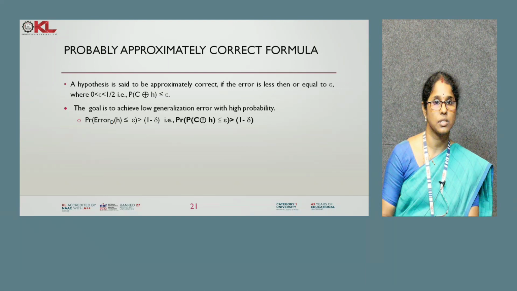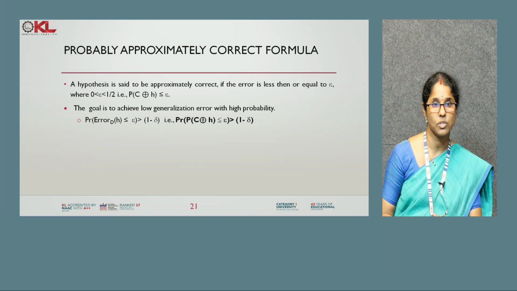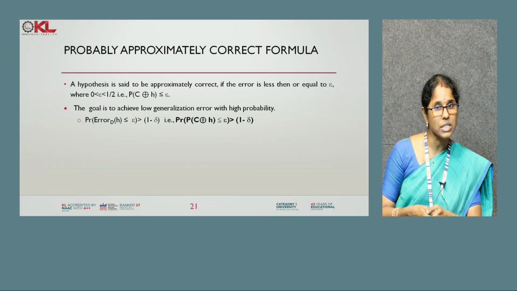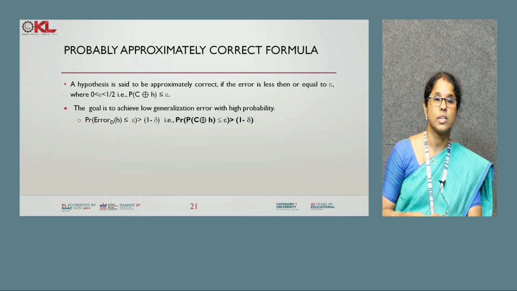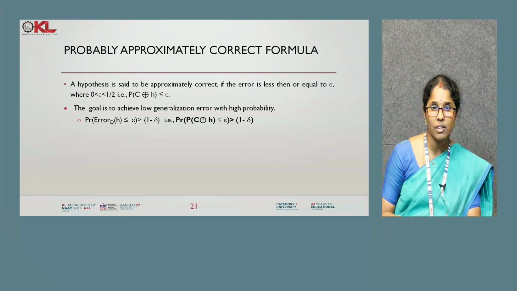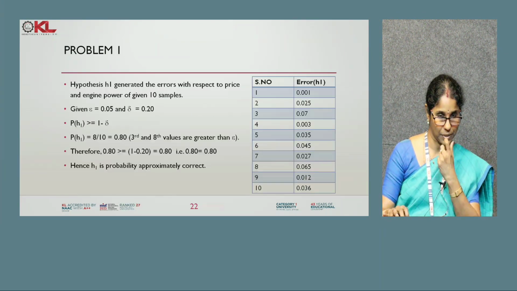A hypothesis is said to be approximately correct if the error is less than or equal to epsilon. So whatever assumption you are making, it is approximately correct if the error is less than or equal to epsilon. And the goal is to achieve low generalization error with high probability. Okay, so let's see an example.